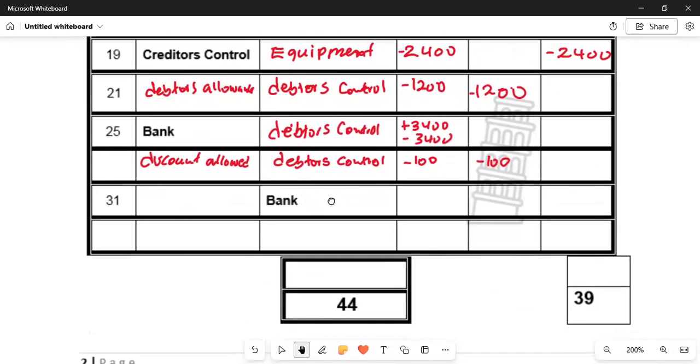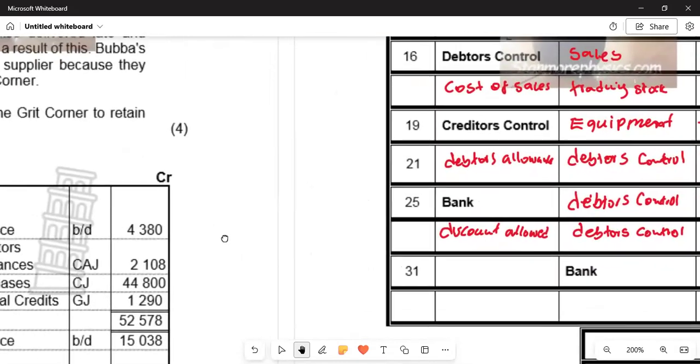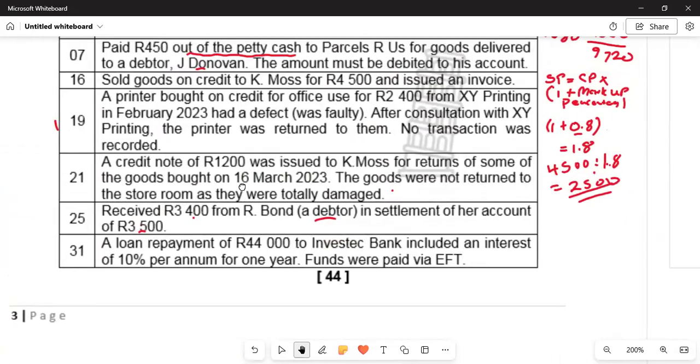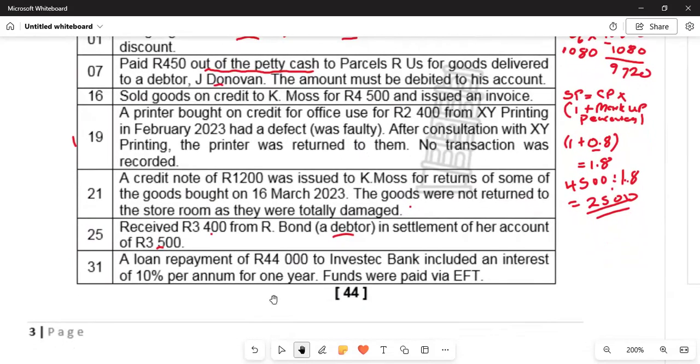Now let's move on to the transaction which took place on the 31st. And you hear what it says. On the 31st, we are told that a loan repayment of 44,000 to Investec Bank included an interest of 10% per annum for the 1 year. Funds were paid via EFT.